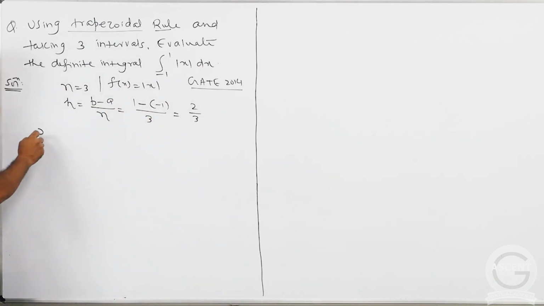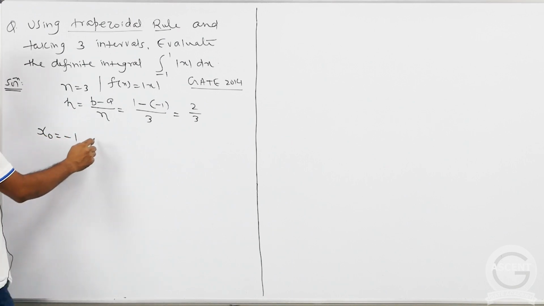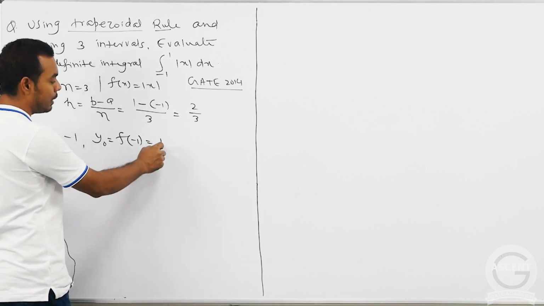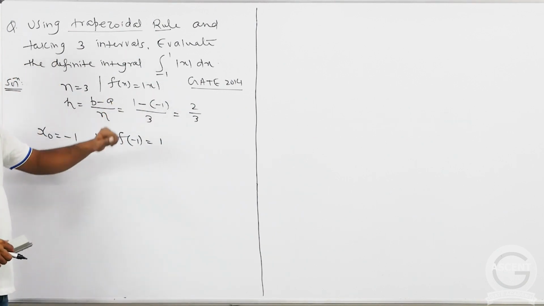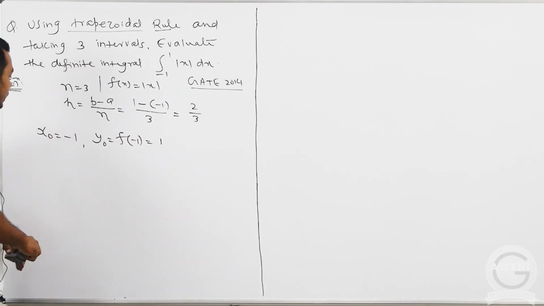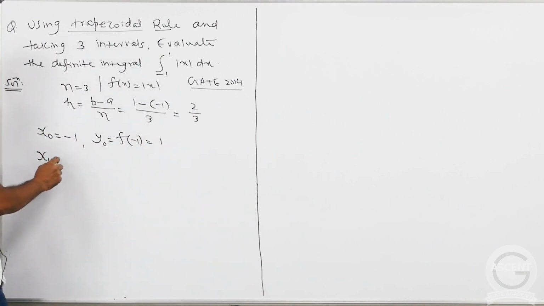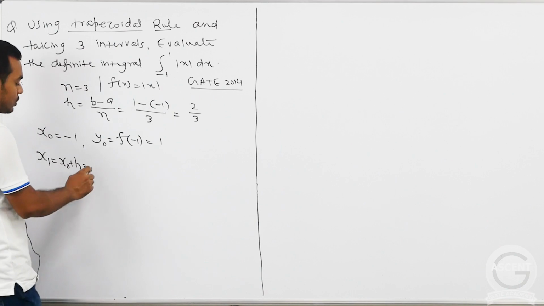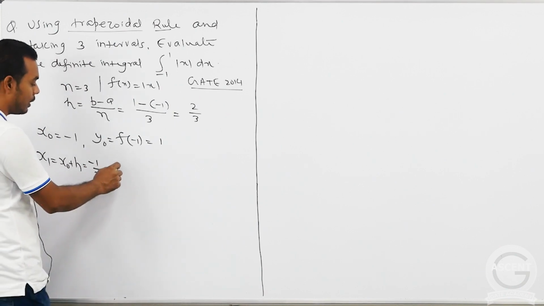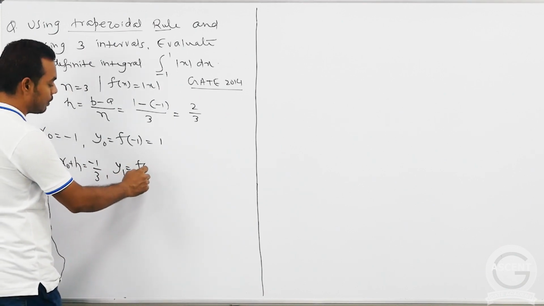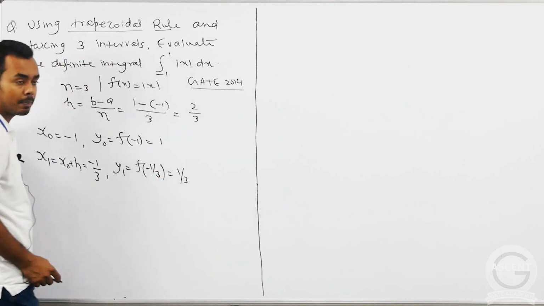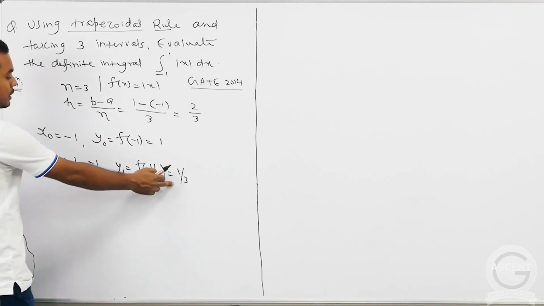Now x0 will be -1. y0 will be f of x0, so f of -1 will be +1, because f(x) is mod x, so mod of -1 will be +1. Then x1 will be x0 plus h. x0 is -1, h is 2 by 3. So -1 plus 2 by 3 will be -1 by 3. y1 will be f of x1, so f of -1 by 3 will be +1 by 3.